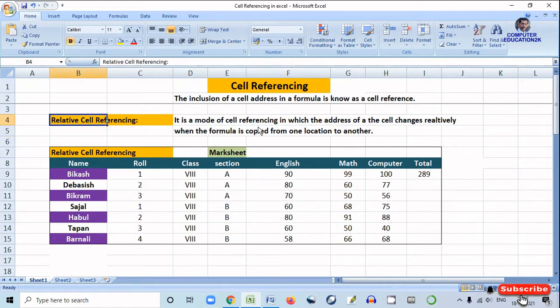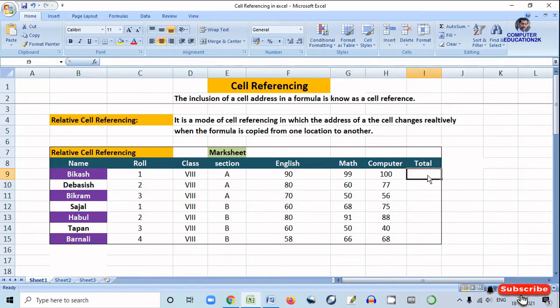It is a mode of cell referencing in which the address of the cell changes relatively when the formula is copied from one location to another. Okay. So now let us understand this concept with the following example. In this table, we will find the total for all these students. Here the marks of English, Math and Computer are given, and we have to find out the total of all the students one by one.